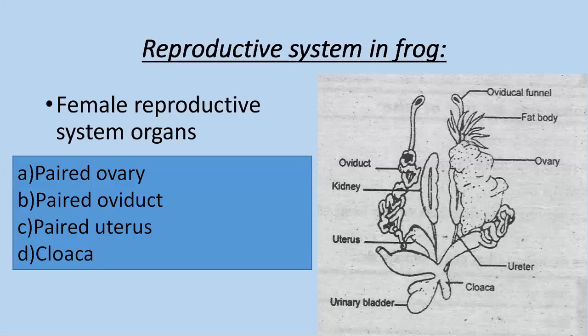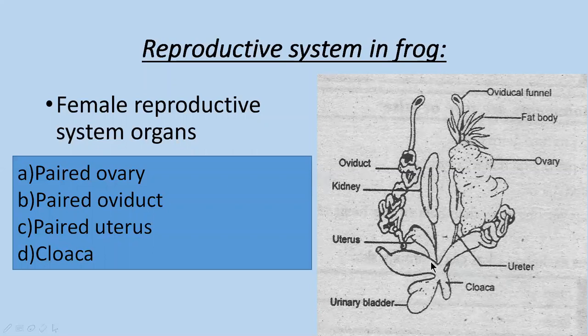Here you can see there is a urinary bladder and these two kidneys. The kidneys are for excretion, and they have a ureter. Uterus is a part of the reproductive system and ureter is a part of the excretory system.